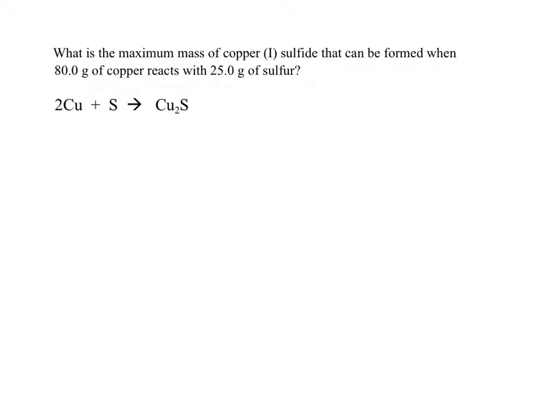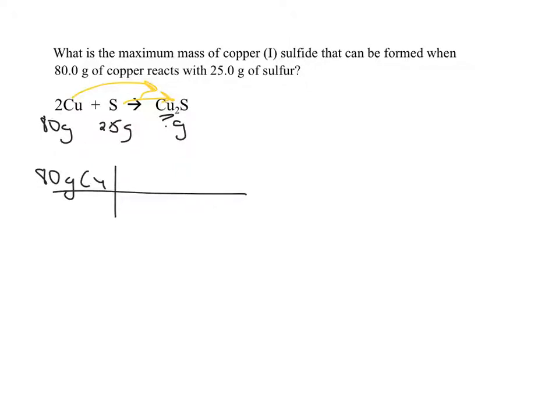So, our first example, what is the maximum mass of copper 1 sulfide that can be formed? We're asked to find maximum grams of Cu2S when 80 grams of copper reacts with 25 grams of sulfur. This looks a little bit different because we're given 2 starting numbers. What we're going to do is convert them both to Cu2S and then choose the smaller answer. So let's start off with 80 grams of copper, and convert that to grams of Cu2S.